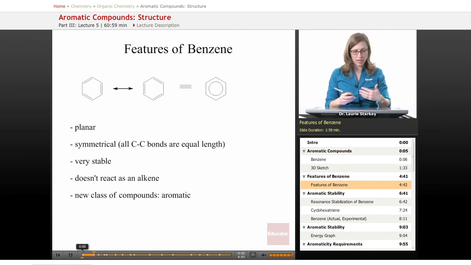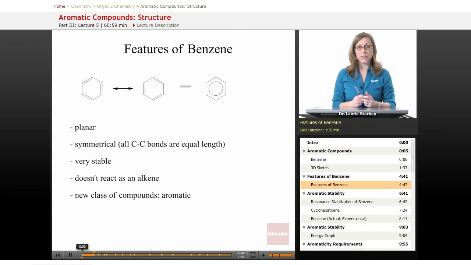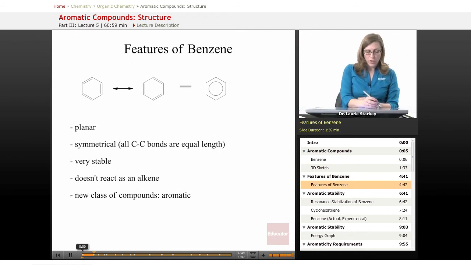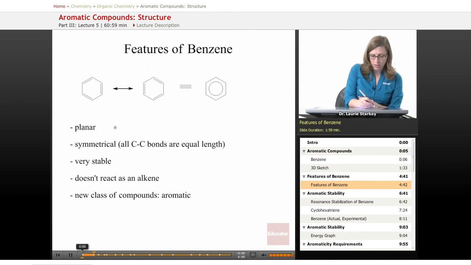So let's list some of the features that we've seen so far. It is a planar molecule. All of the carbons are sp2.